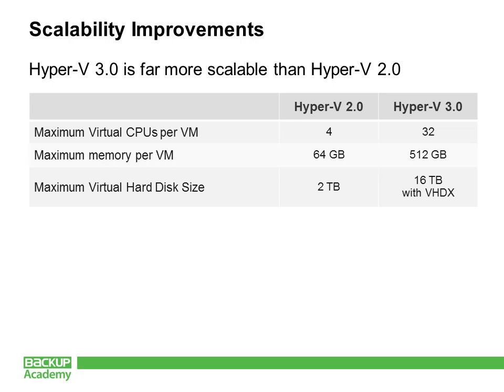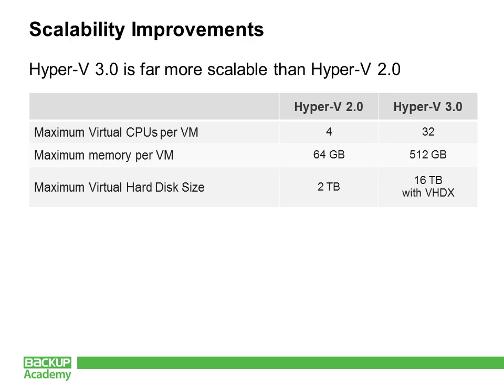The memory that can be assigned to a virtual machine has also dramatically increased. We went from 64 gigs maximum in HyperV 2.0 to 512 gig maximum in HyperV 3.0. And also, maximum virtual hard disk size. That was 2 terabytes in HyperV 2.0, which was pretty good.